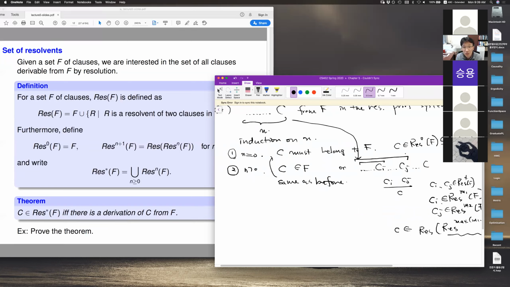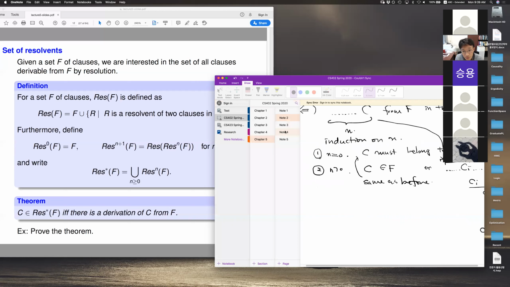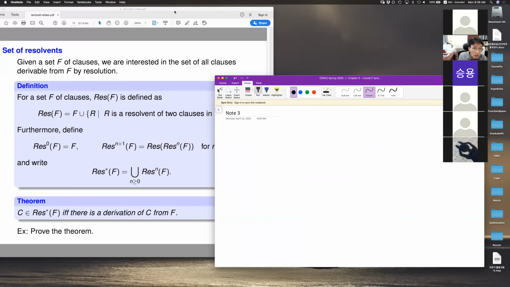Okay, is it okay? If something is still not clear, just ask questions. To somebody who is not familiar with formal reasoning with this type of proof system, it may be confusing, but the proof itself is not very hard. Okay, let's move on.